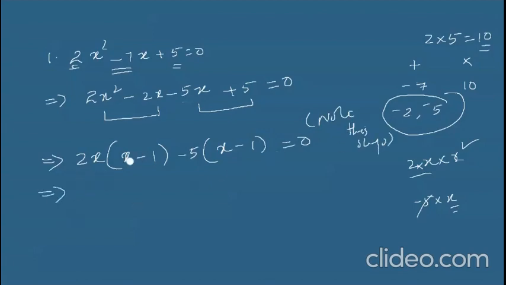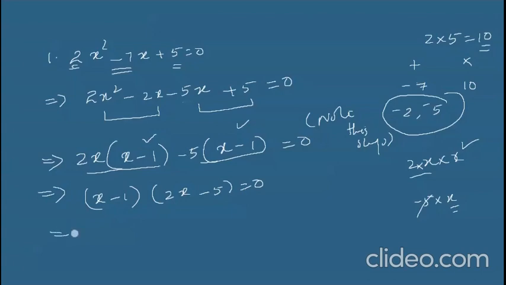This implies, now what is common? This is the first term here, and this is the second term. Here x minus 1 is common. Very simple. Take it outside. x minus 1 into, what's remaining? Open another bracket: 2x, since x minus 1 is taken, so minus 5. This is equal to 0. So we got the factorized form, that is x minus 1 into 2x minus 5 is equal to 0.